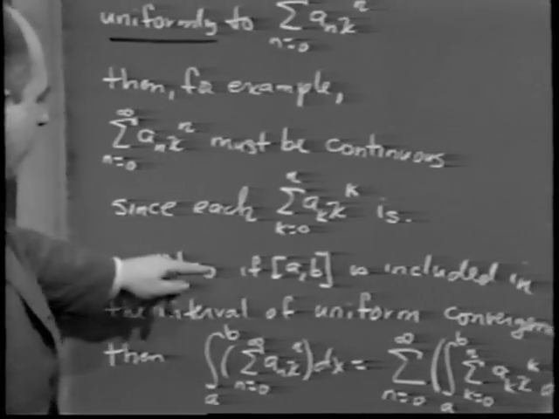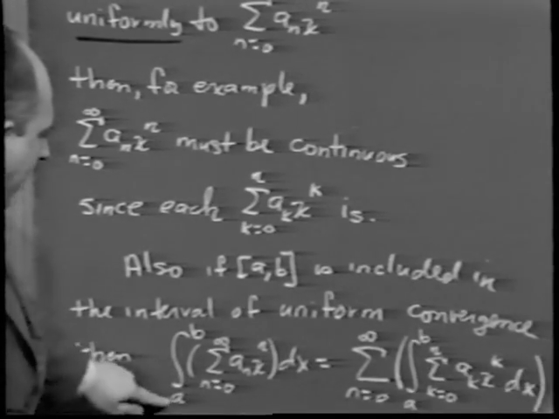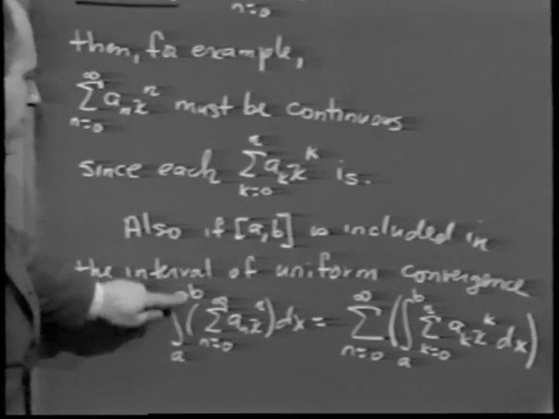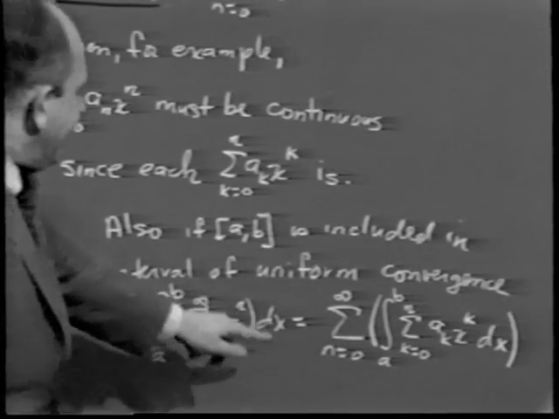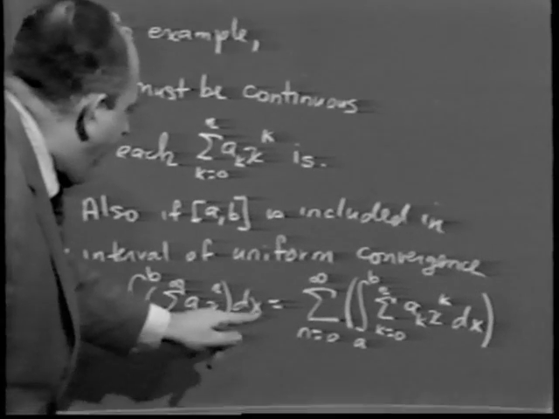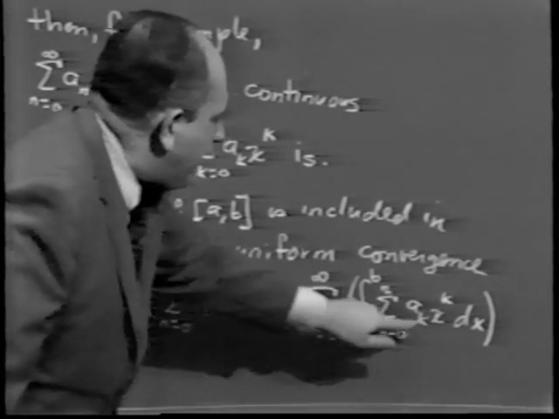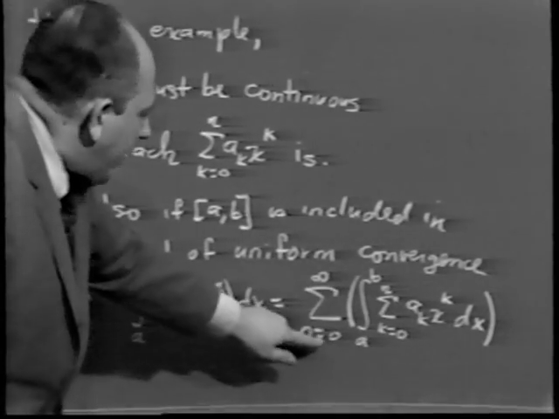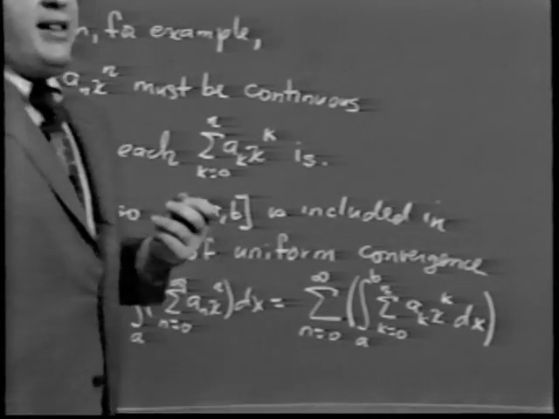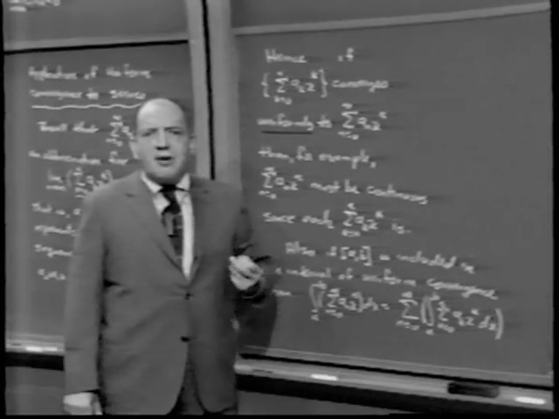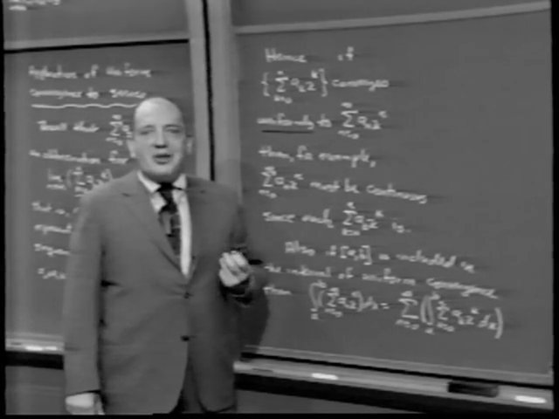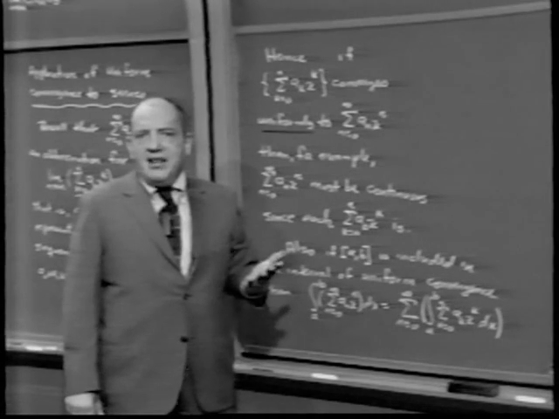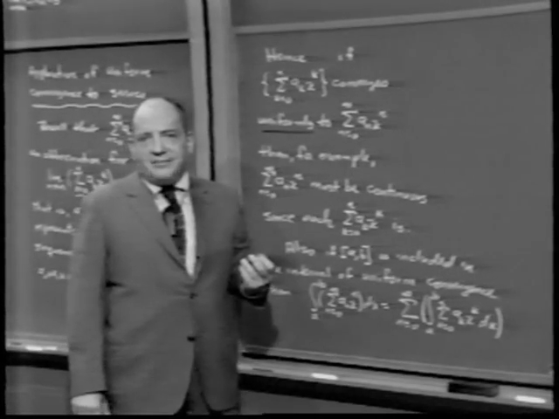Also, if for some reason or other you want to integrate that power series from a to b, if the convergence is uniform, I can then do what? I can then take the summation sign outside, integrate the nth partial sum, and add these all up. You see, the idea being what? That the nth partial sum is a polynomial, and a polynomial is a particularly simple thing to integrate. That's one of the easiest functions to integrate, in fact.